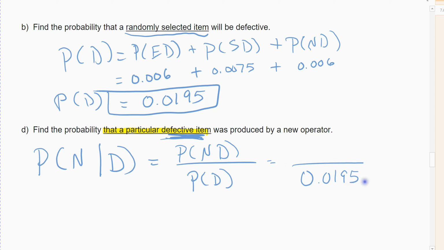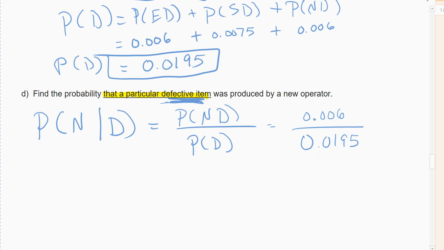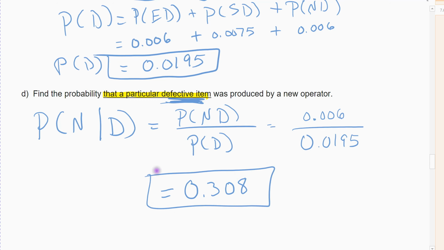And then up top is, well, out of all of the defective items, this represents all of my defective items, what's the chance that it was the new guy? Well, out of all my defective items, the new guy had this chance, 0.006. So I take my 0.006 divided by my 0.0195 to get my actual answer, which is 0.308. Alright, so the probability that given the item was defective, it was produced by a new operator, was about a 30% chance. Right, 30.8% chance.